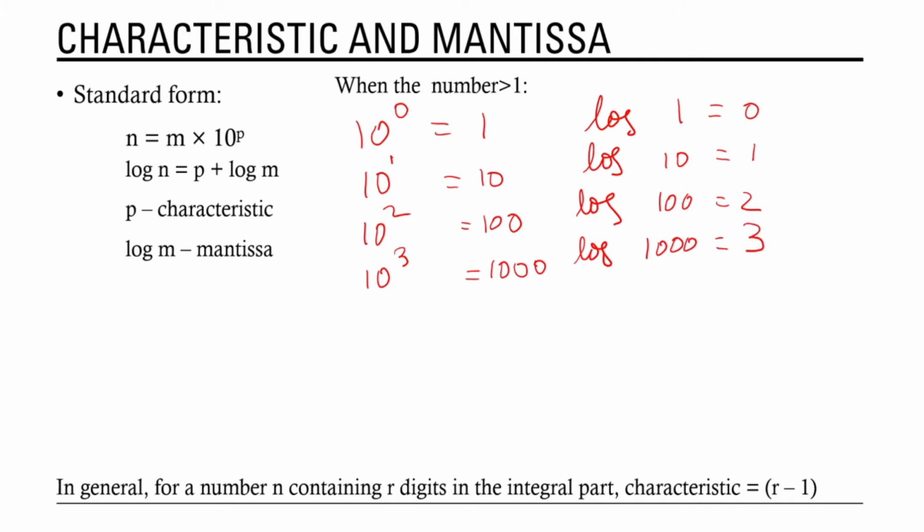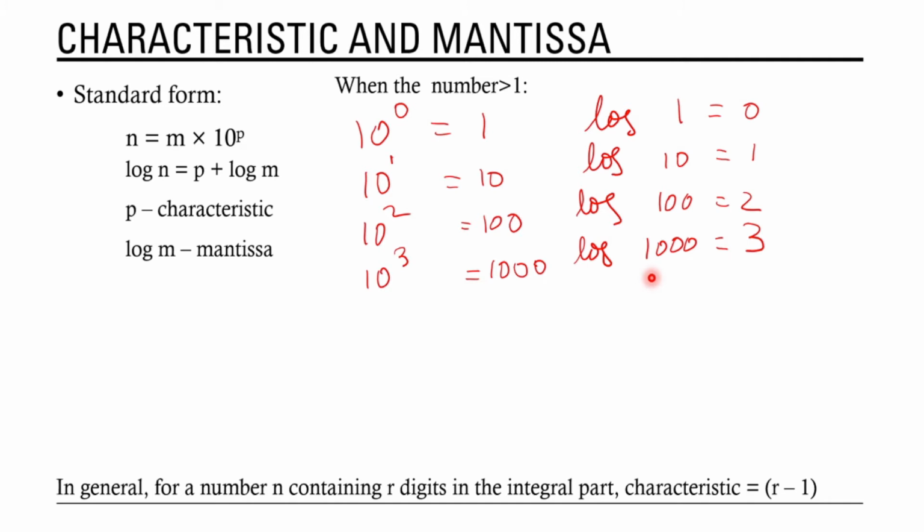All these are to the base 10. So, on seeing these, log 1 is equal to 0, log 10 is equal to 1, log 100 is equal to 2, log 1000 is equal to 3, and so on.